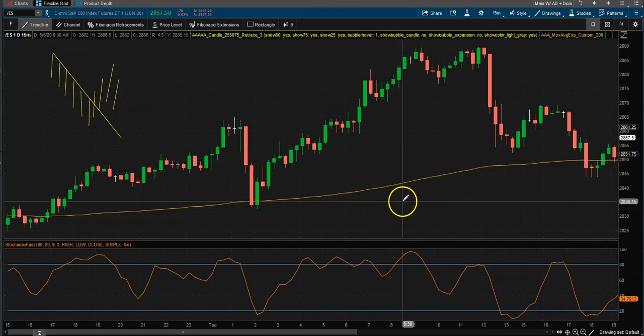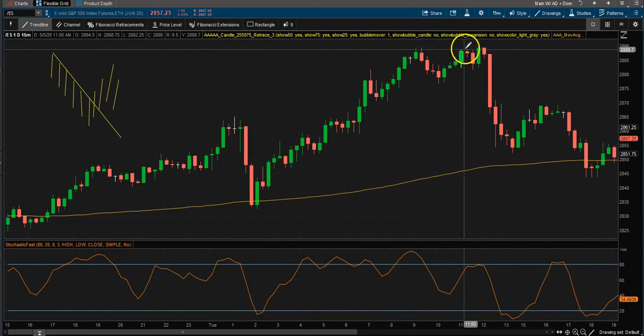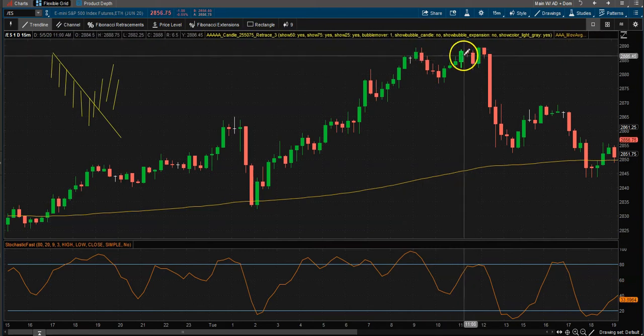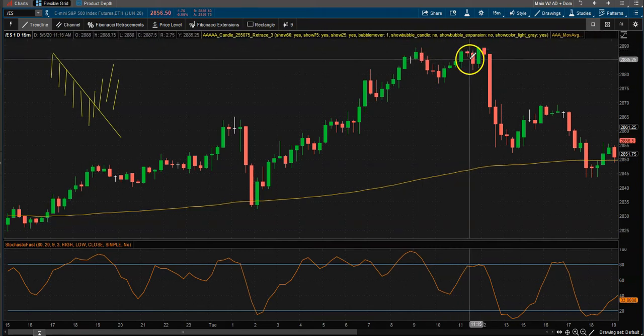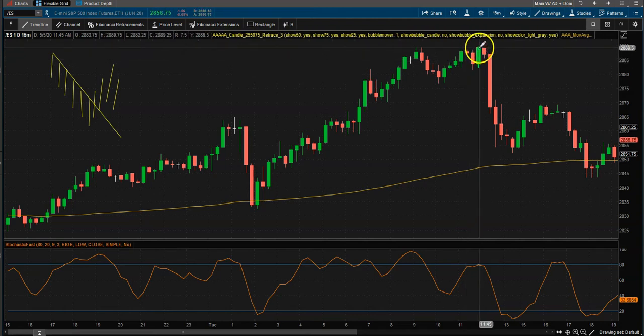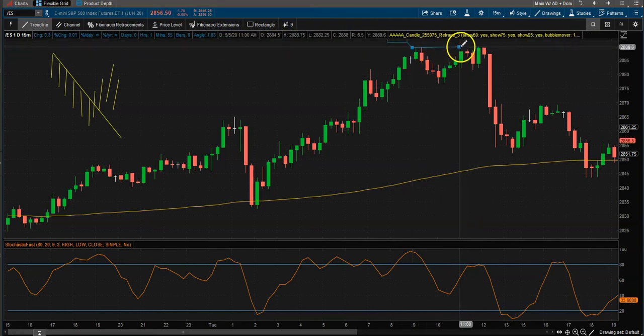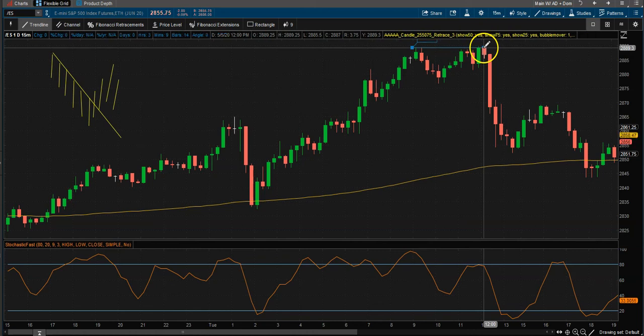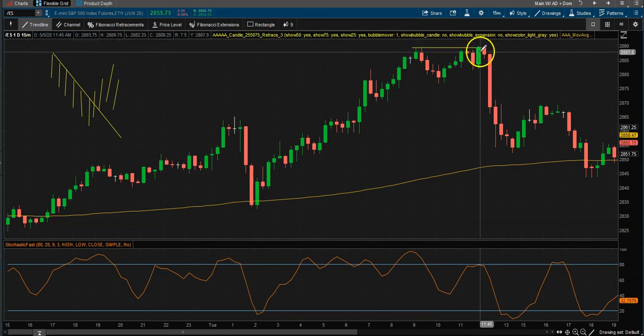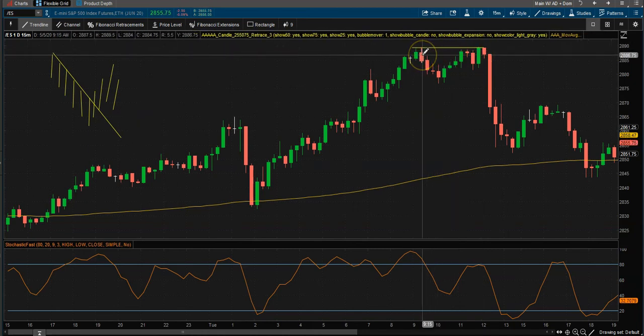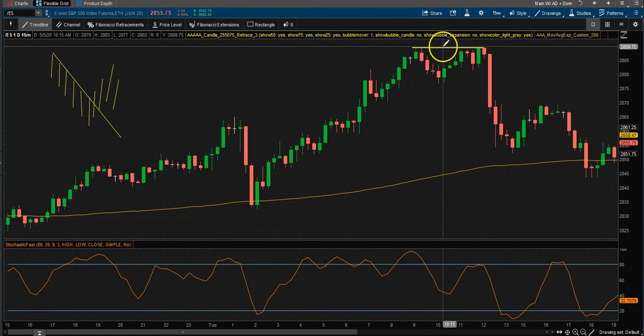Now, what happened here was we made a lower high, we pulled back a little bit, got a little sideways, and then this candle broke above these highs by one tick. Okay, the high of this candle was 89.75. The high of these candles was 89.50.